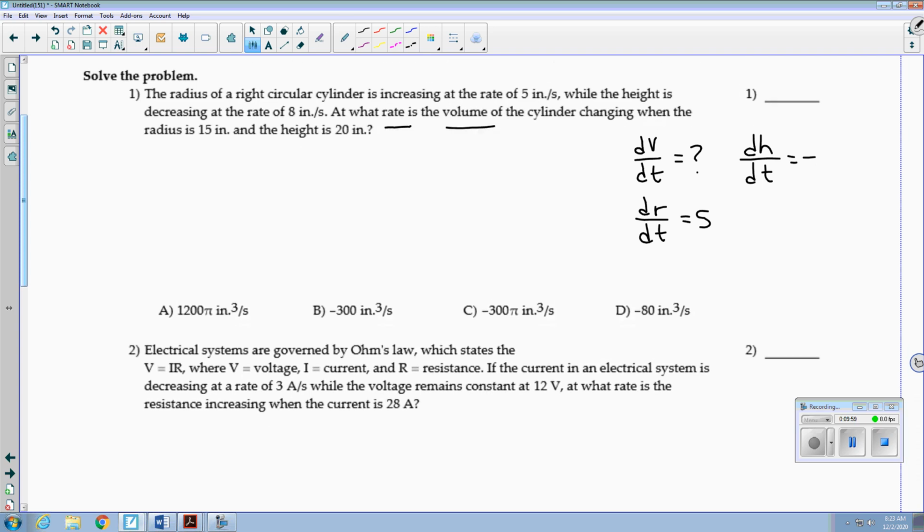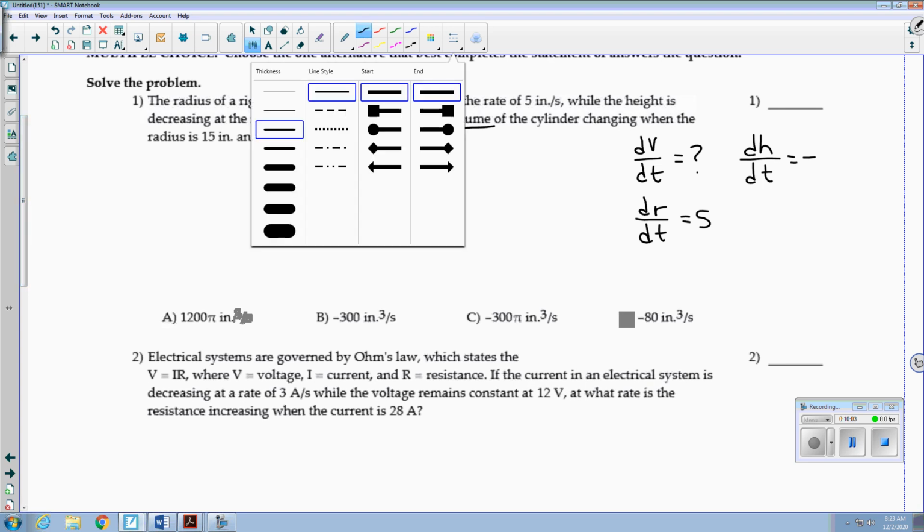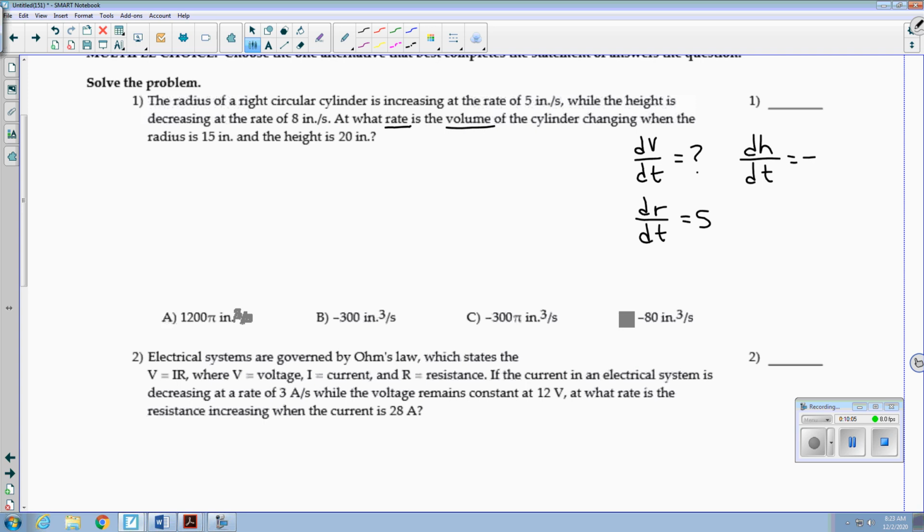So, that whole thing just moved on me. We're going to have a -8 here. So I think we've understood. So we want the time when r is 15 and height is 20. So we have these three rates of change that we're dealing with, and we have the point when the radius is 15 and the height is 20.